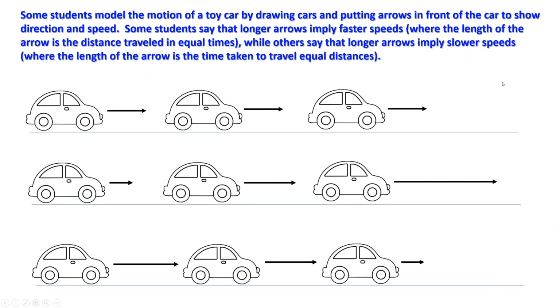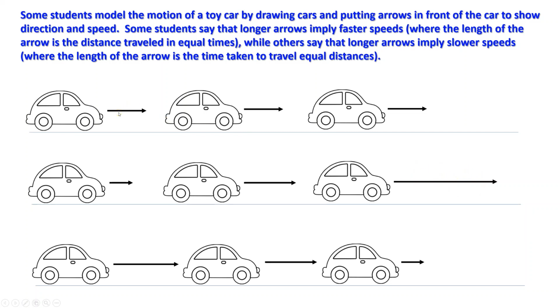Some students model the motion of the toy car by drawing cars and putting arrows in front of the car to show direction and speed. Some students say that longer arrows imply faster speeds. That would imply that the length of the arrow is the distance the car traveled in equal times. However, if the longer arrow implies a slower speed, that would mean that the length of the arrow represents the time that it took for the car to travel those distances.